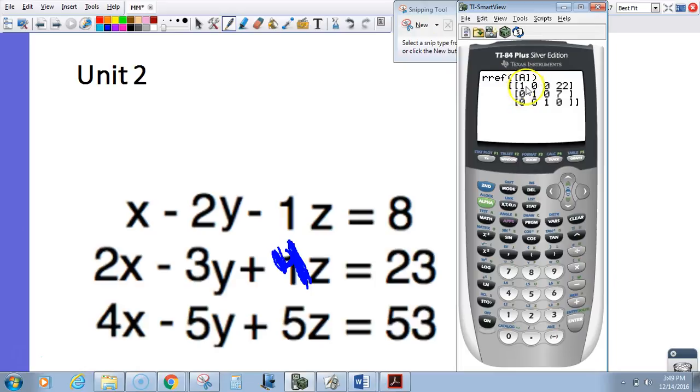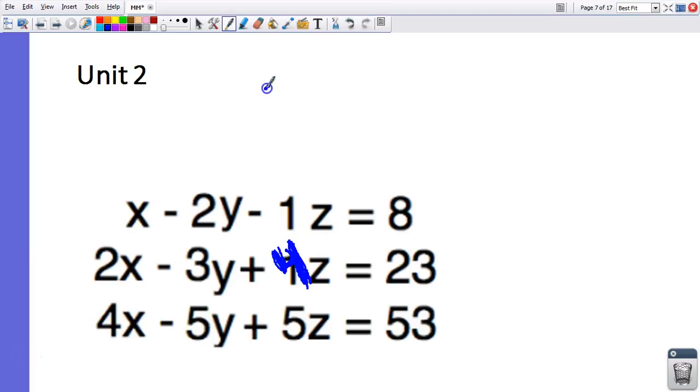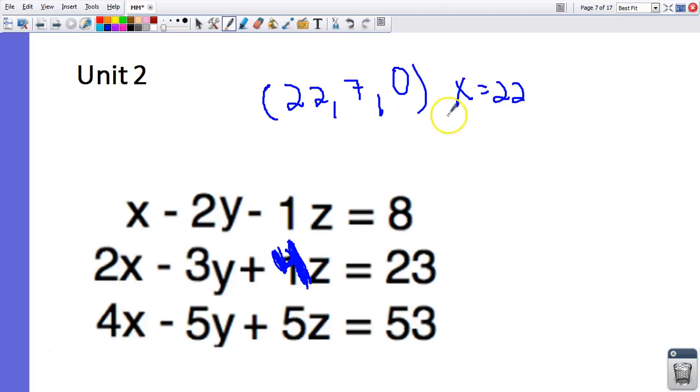So my x's come first, so that 1 means my x is equal to 22. My y's came second, so this one represents y is 7, and this represents my z is 0. So 22, 7, and 0, you can write it as a point, 22, comma, 7, x, y, z. You are more than welcome to say x equals 22, y equals 7, and z equals 0.